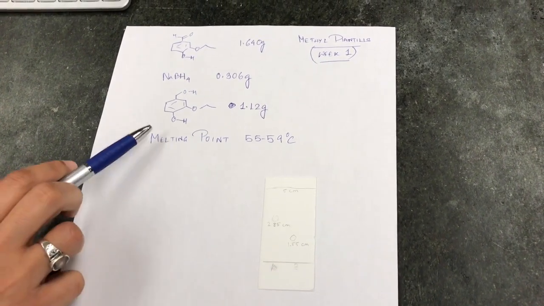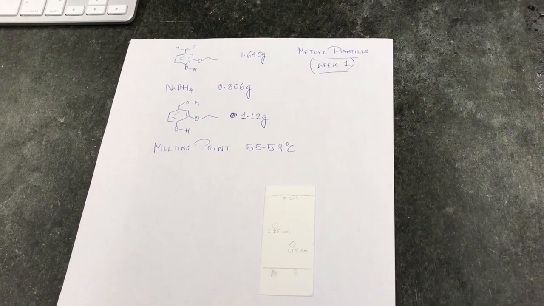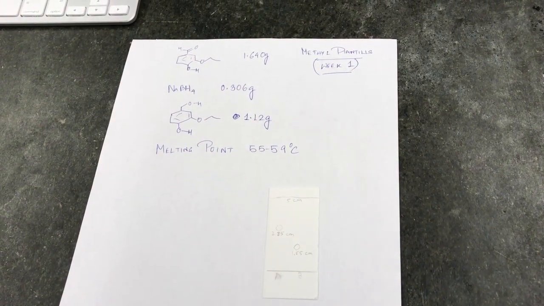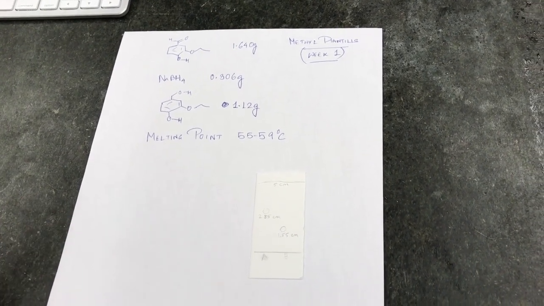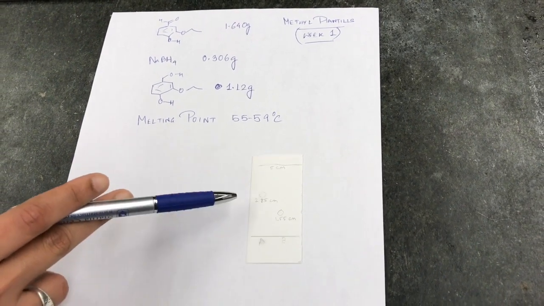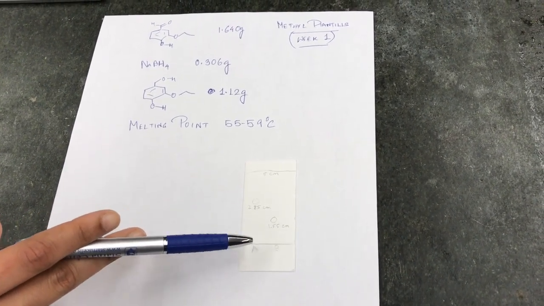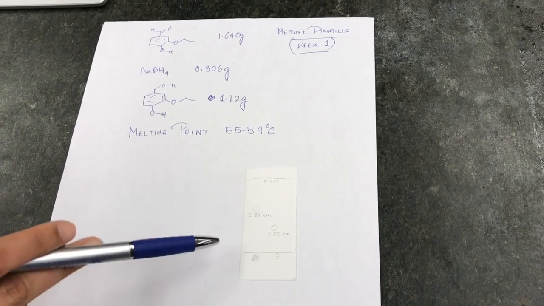This is the amount of ethyl vanillin alcohol that we got, about 1.12 grams, which will be used for our next part of the methyl diantilis experiment. And this is the TLC that has the initial product, ethyl vanillin, and the final product, ethyl vanillin alcohol. Make sure you note down the numbers.